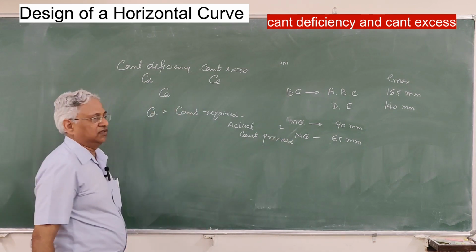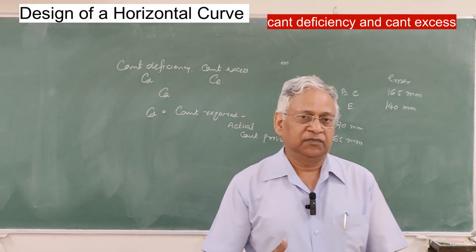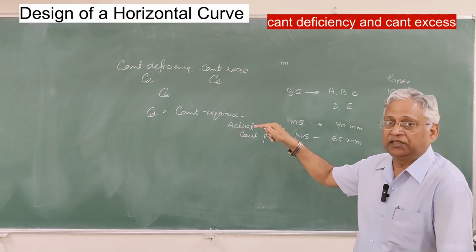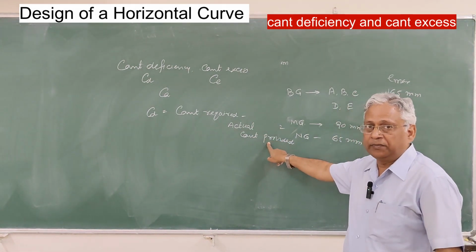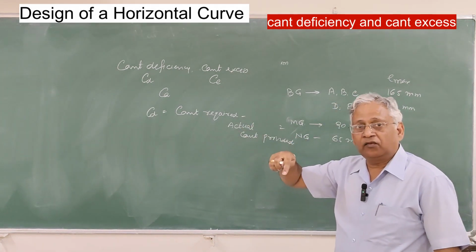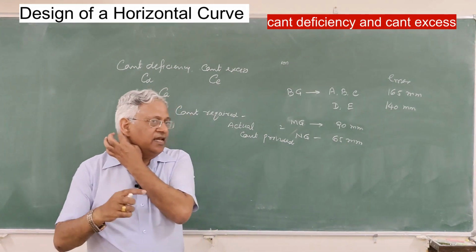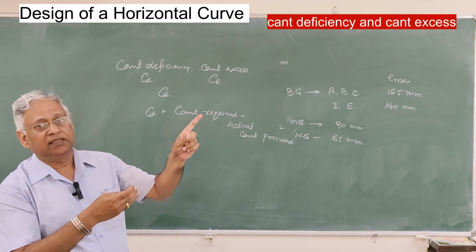That is Cant deficiency. What is the Cant required for a particular speed? Remember, this speed is now larger than equilibrium speed, design speed. And what the Cant has been provided for the equilibrium speed, the difference between these two is the Cant deficiency. And the effect of Cant deficiency is discomfort to passengers. Because here, the horizontal component of centrifugal force remains unbalanced.